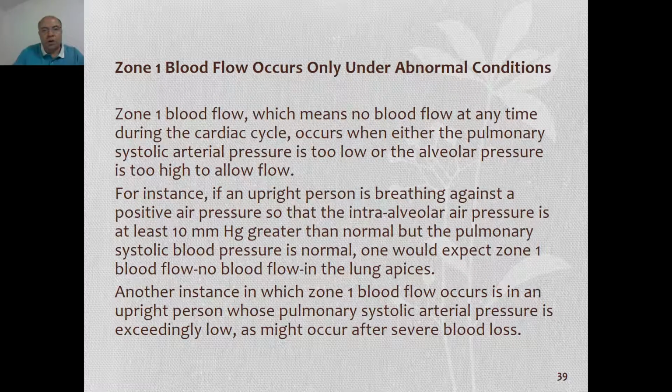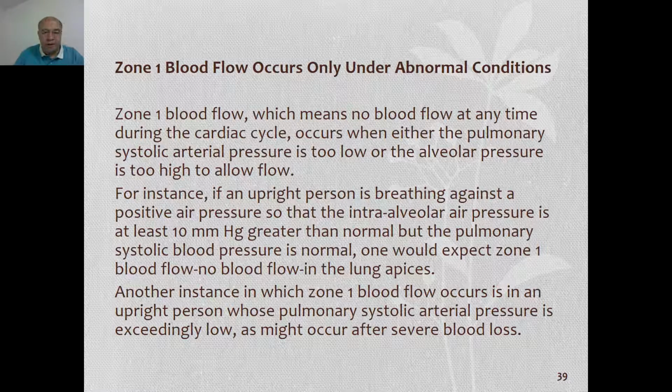Zone 1 blood flow occurs only under abnormal conditions. Zone 1 blood flow, which means no blood flow at any time during the cardiac cycle, occurs when either the pulmonary systolic arterial pressure is too low or the alveolar pressure is too high to allow the flow. For instance, if an upright person is breathing against a positive air pressure so that the intra-alveolar air pressure is at least 10 mm mercury greater than normal, but the pulmonary systolic blood pressure is normal, one would expect zone 1 blood flow, no blood flow in the lung apices.